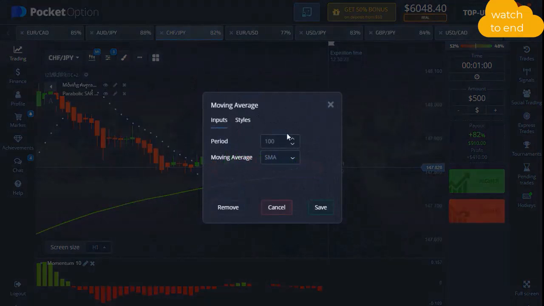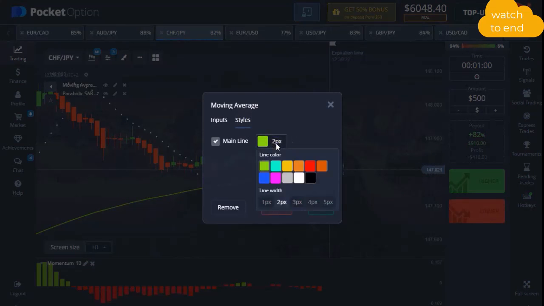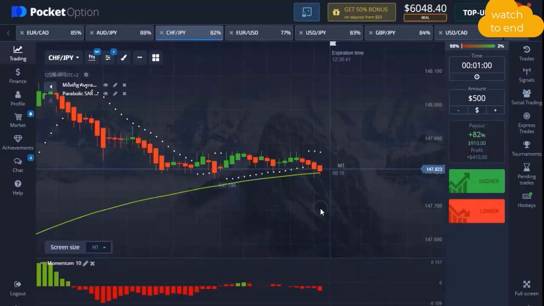For the moving average, the period should be 100, the type should be SMA, and the style should be 2 pixel. All right, so that is all. You can make all the corrections on yours.